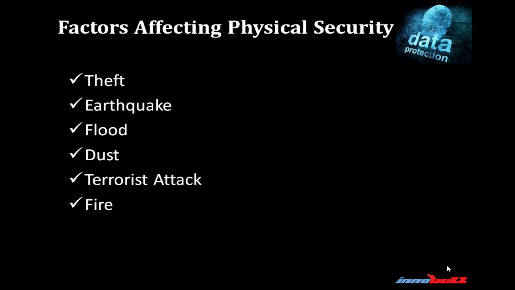What are the factors that affect physical security? The factors that affect physical security are earthquake, flood, dust, terrorist attacks, and fire. We have seen previously that during earthquakes we have to suffer a huge loss of information due to damage of data centers that do not have sufficient backup. Hence, to overcome these problems, we have to make new plans, and we can save our data from these natural disasters. In the same way, floods and fire are also responsible for the loss of information.